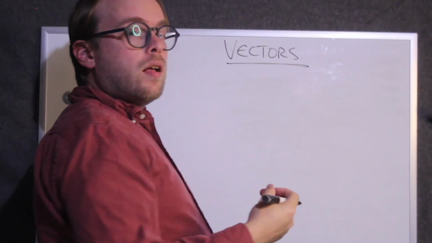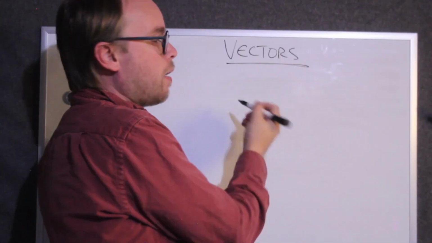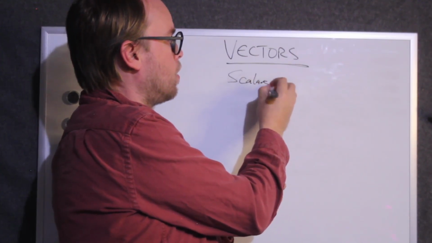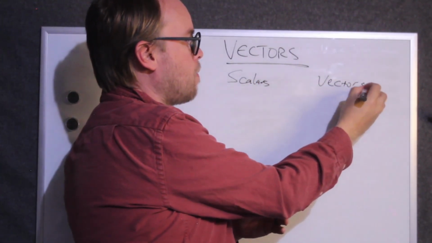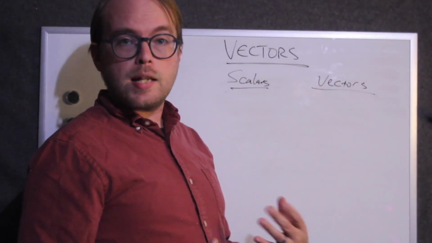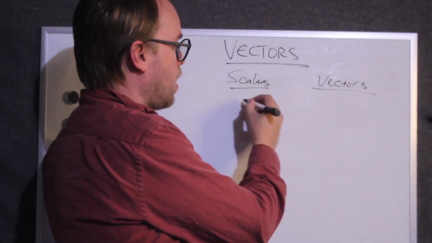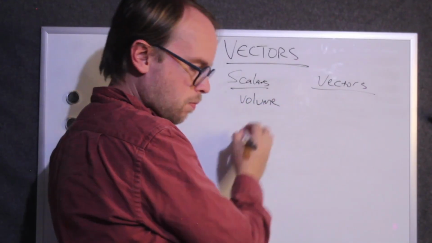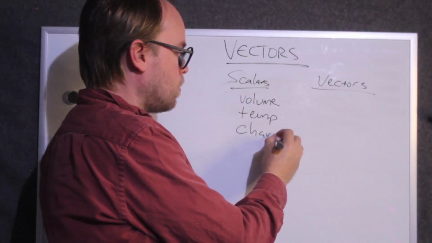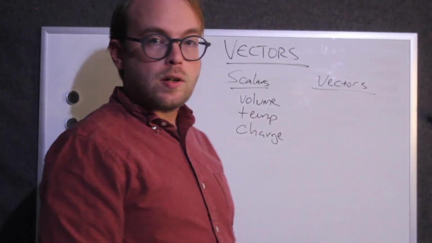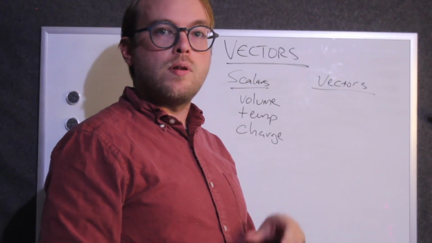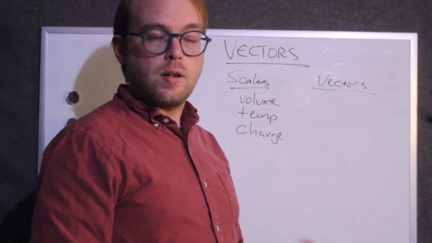Now we need to talk about two different types of mathematical entities: scalars and vectors. A scalar is any quantity that is determined solely by its magnitude. That can be things like volume, temperature, charge, things like that. A vector is a quantity that is not just a magnitude, but also requires or indicates a direction along with it.